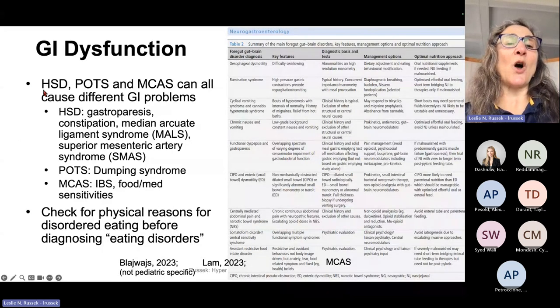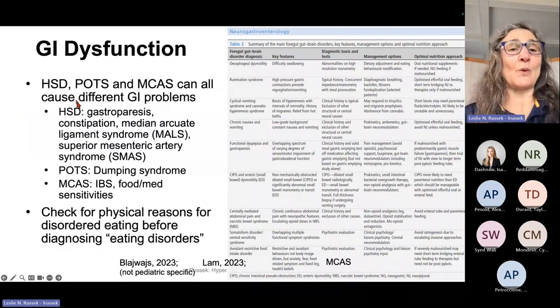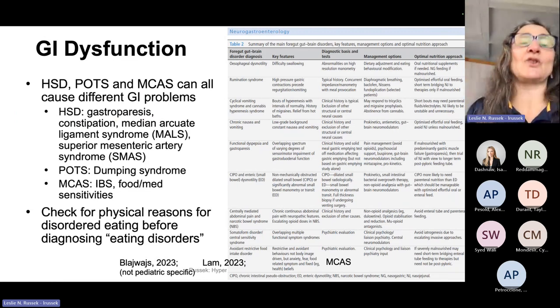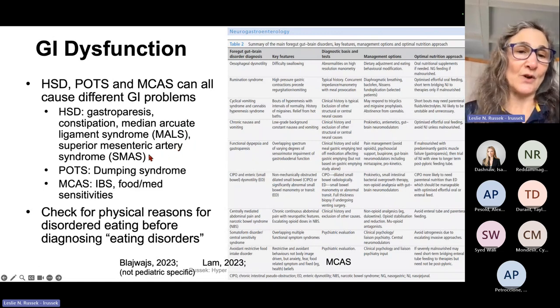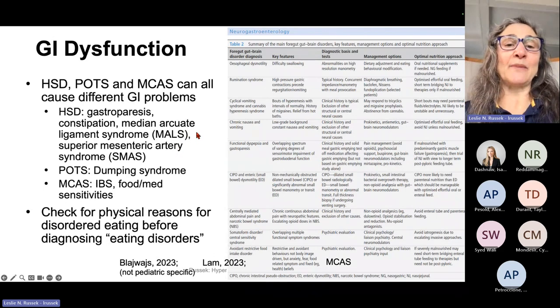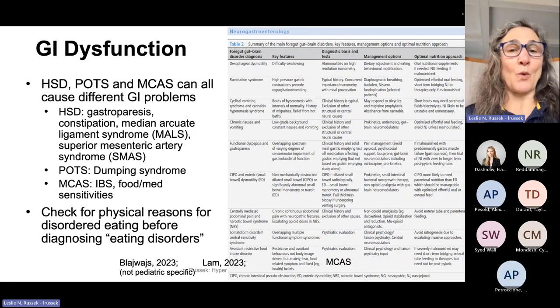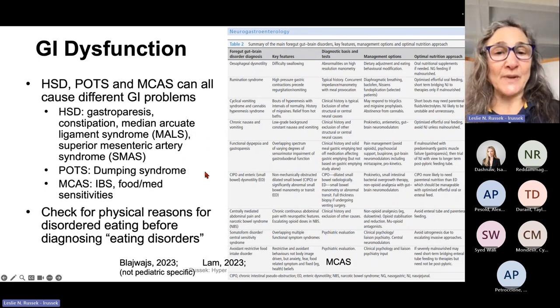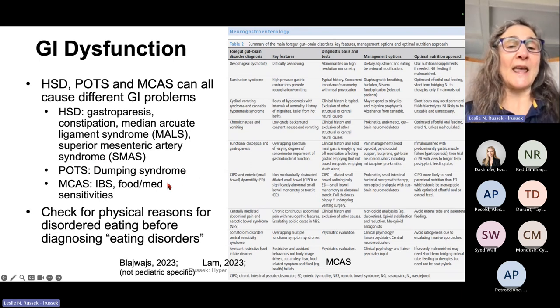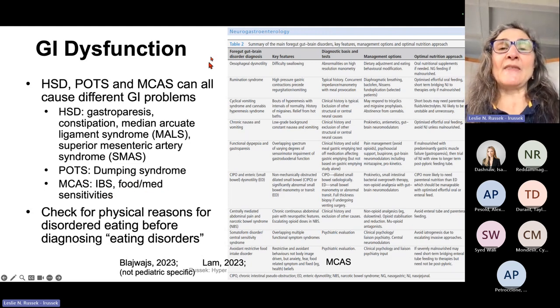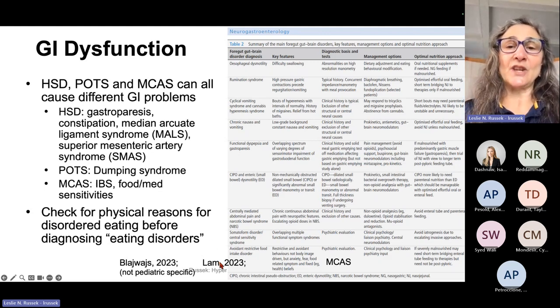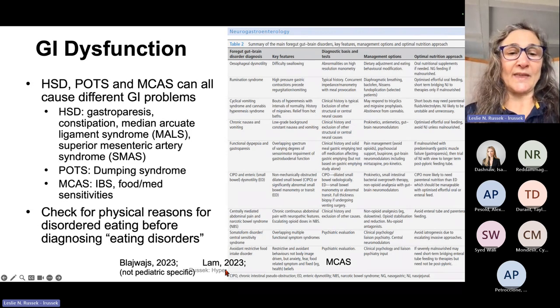GI dysfunction is present in all three of the conditions, and it's a little different in each of them. In hypermobility, its trademark is gastroparesis. The gut tissues stretch out and they don't push food through the gastric tract. So, constipation. And then there are some other specific problems, the median arcuate ligament syndrome and superior mesenteric artery syndrome, which can be very problematic and basically stop people from eating at all because it is so painful to eat. POTS can be associated with dumping syndrome. That's a dysautonomia problem. And then MCAS commonly is associated with IBS and a lot of food and medicine sensitivities. And this chart just lists a whole bunch of the GI issues that are typical in people with hypermobility.